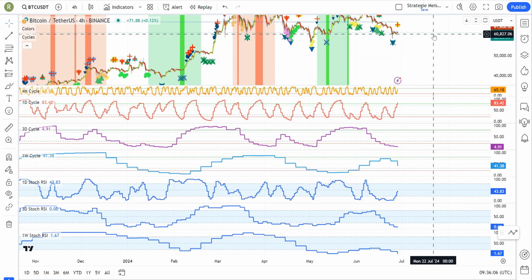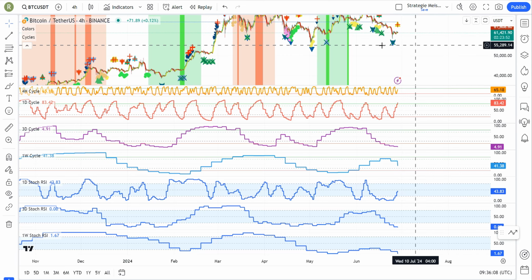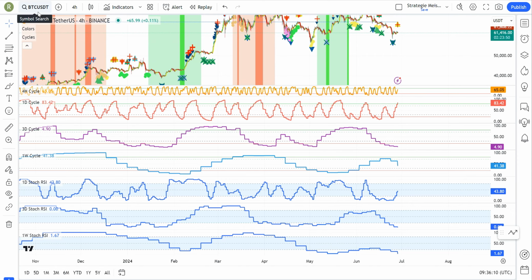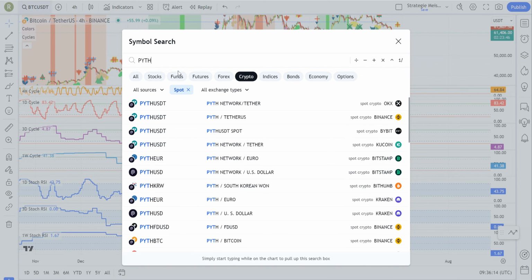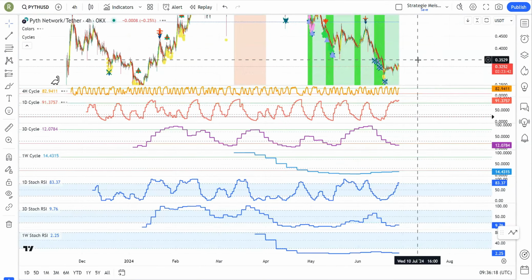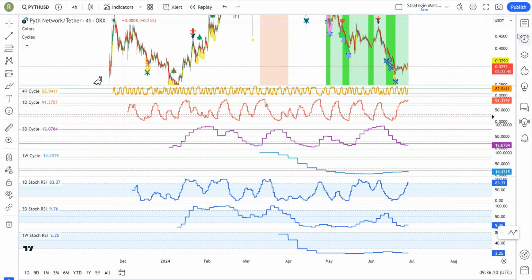Applying cycle indicators correctly can literally print you money. And in this video, I am going to show you a couple of coins in which, if you apply those indicators, you will most probably 2x or 5x your money. And one of those coins is PETH.